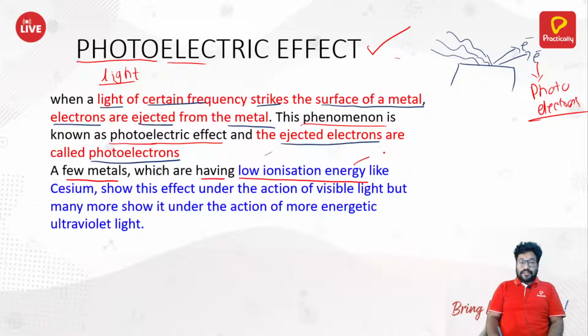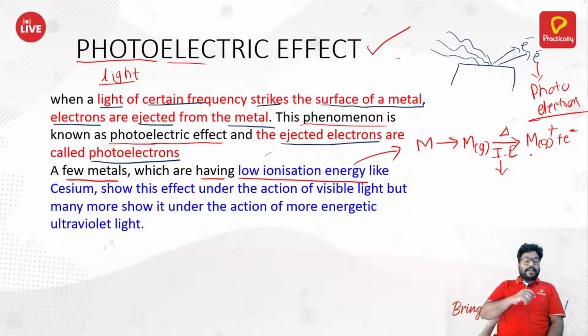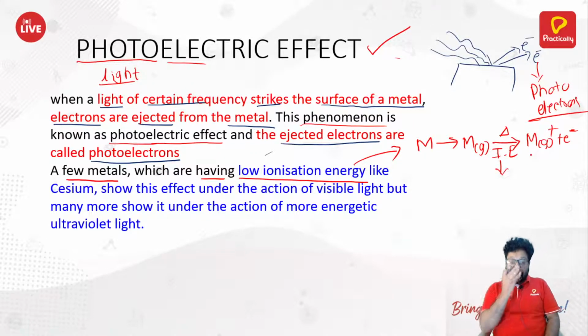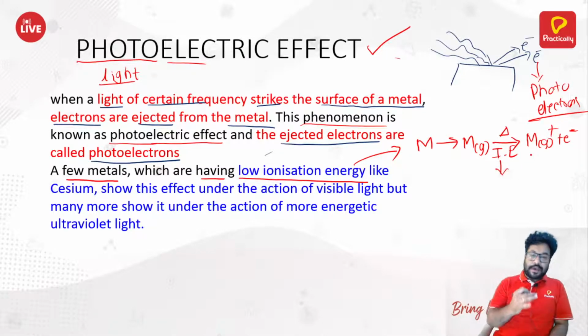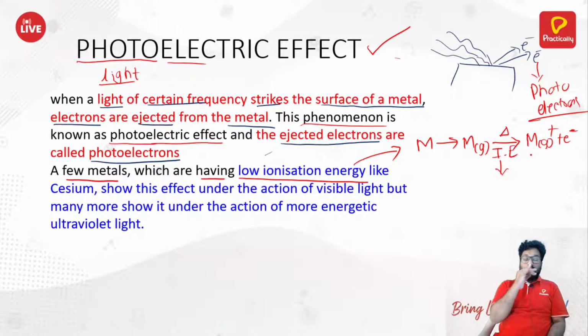What is ionization energy first? Whenever you have a metal, you convert it to the gaseous state and start heating it. When the heat energy equals the ionization energy, the metal loses an electron to give Mg plus and an electron. That is called ionization energy. The definition of ionization energy: it is the energy required to remove the valence shell electron of an isolated gaseous atom or ion.